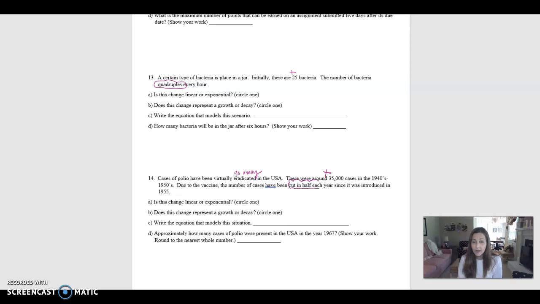There's the key word right there, half. What does that mean mathematically? Since it was introduced in 1955, okay? And so here you're going to round to the nearest whole number, again, because we're talking about human beings. We are talking about people, and you cannot have a decimal of a person.